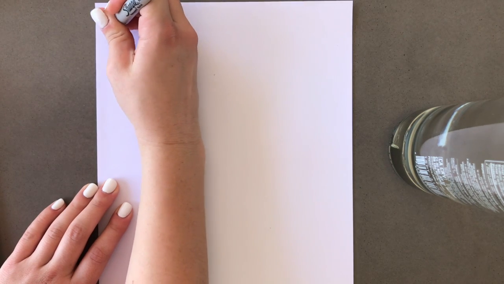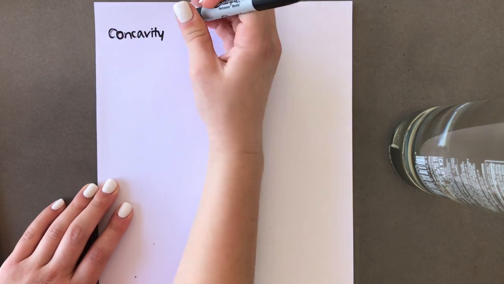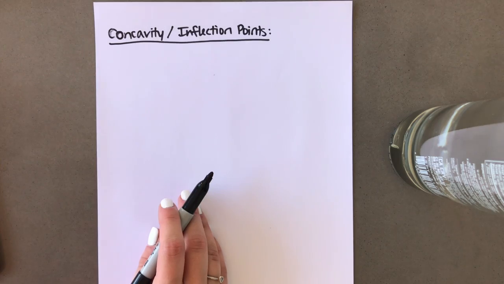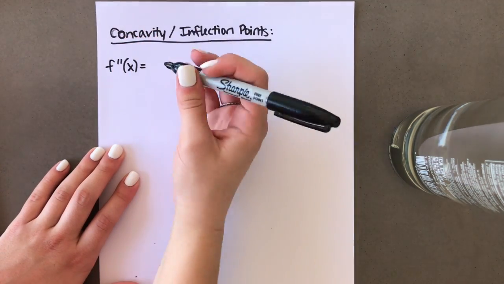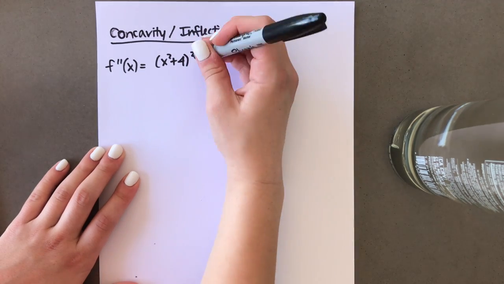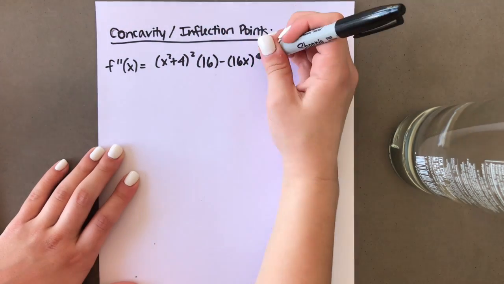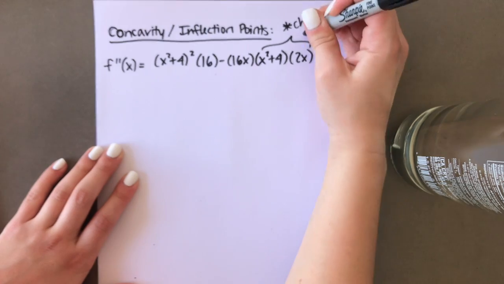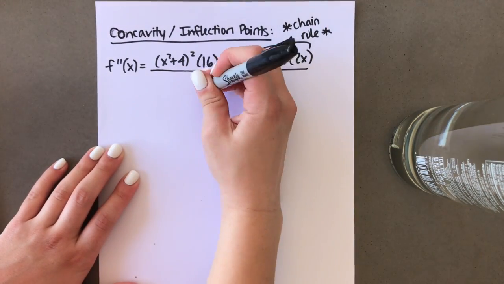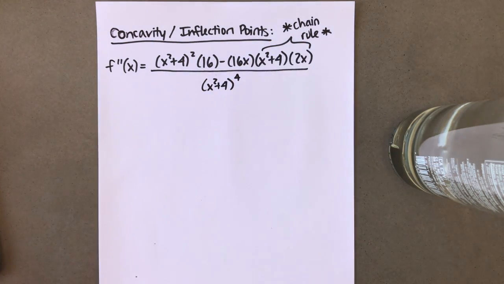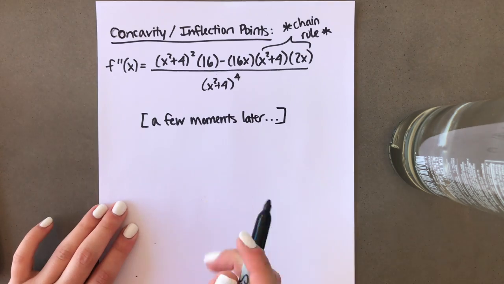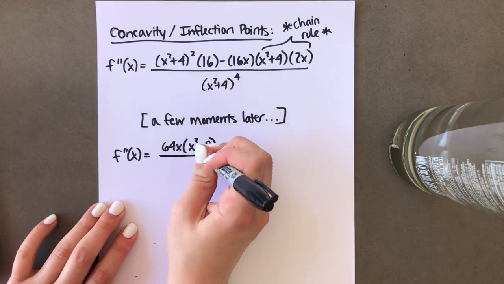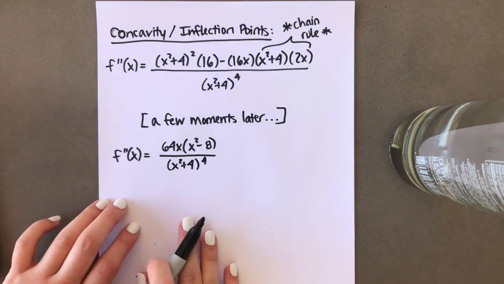To find the concavity and inflection points, I will have to take the second derivative of the function. A few moments later. So then the second derivative is 64x times the quantity of x squared minus 8 over x squared plus 4, the quantity to the fourth power.